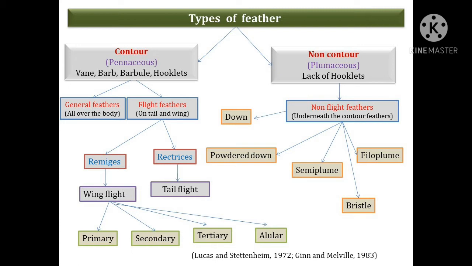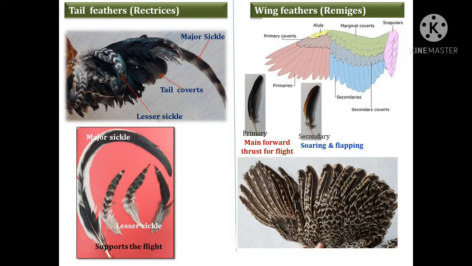Flight feathers are again divided into two types, that is the remiges and rectrices. The wing flight feathers are called remiges, and the tail flight feathers are called rectrices. The wing flight feathers are again majorly divided into primary and secondary feathers and tertiary and alular feathers. Here you can see the rectrices and the remiges. Rectrices means tail feathers and remiges means wing feathers.